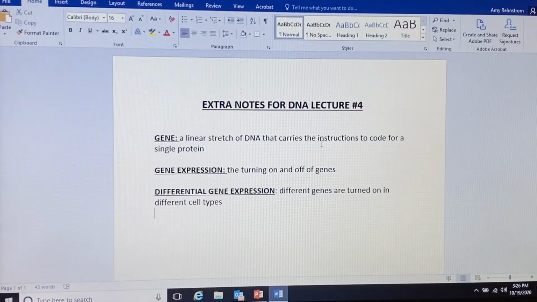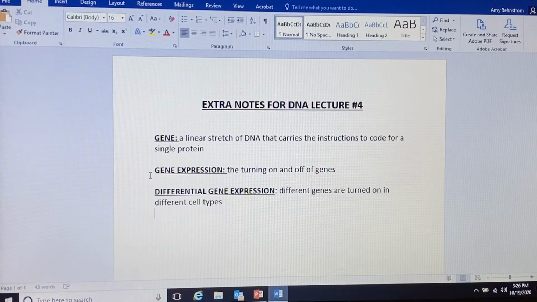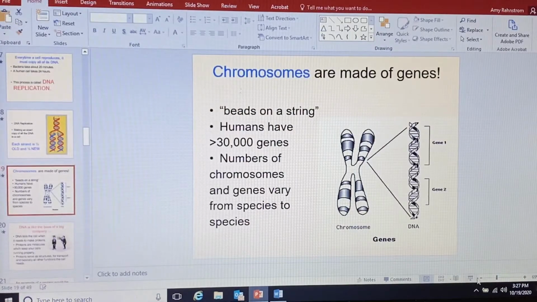Okay, and really the reason for gene expression is that expressing genes is actually a really expensive process in terms of energy, meaning to do it, you have to burn a ton of ATP, and cells are pretty frugal. They're pretty cheap. So they're only going to express genes when they absolutely need to. The processes I'm going to be talking about for gene expression are transcription and translation. So let's go back to the PowerPoint.